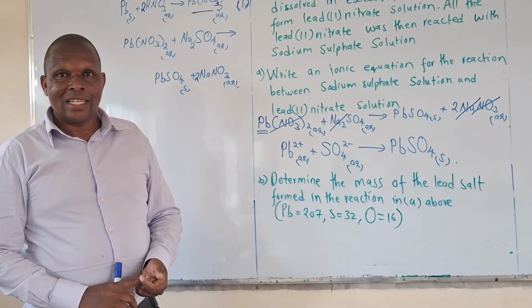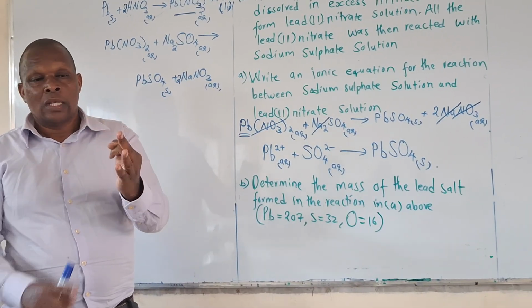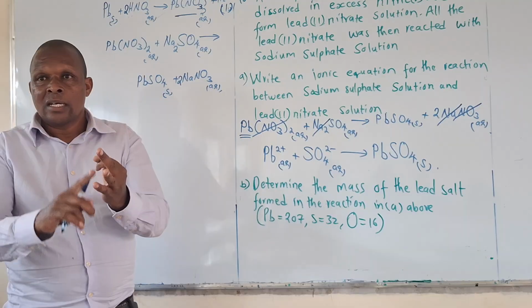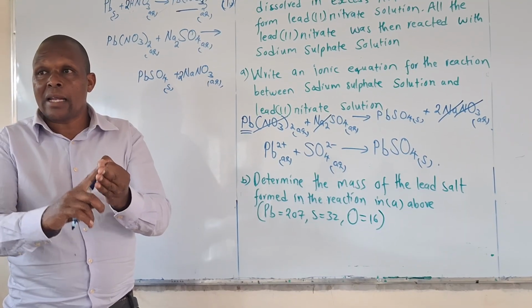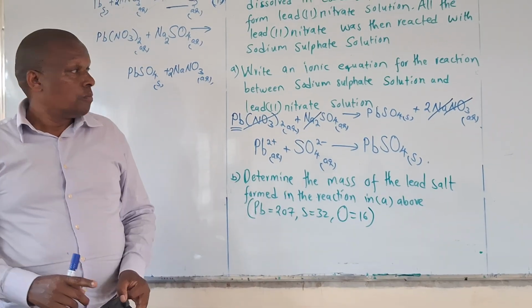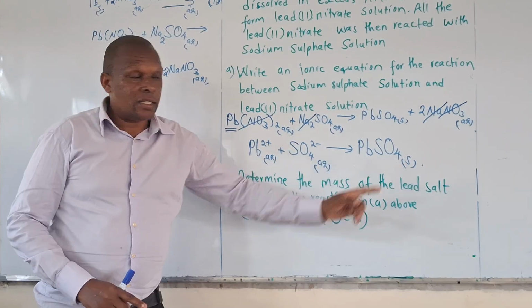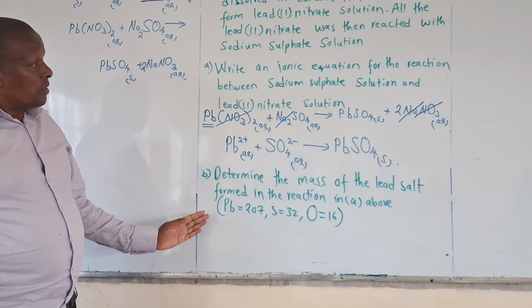Are we together? Yes. How many sulfates are insoluble? 3. Only 3. The sulfate of lead, calcium, and barium. But that one of calcium is slightly soluble. So this is why we are saying this is in solid state. We move to the next question.